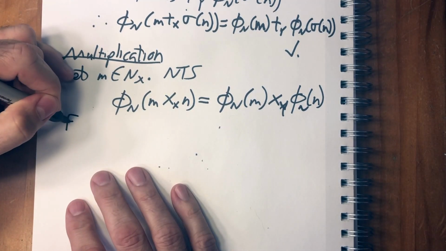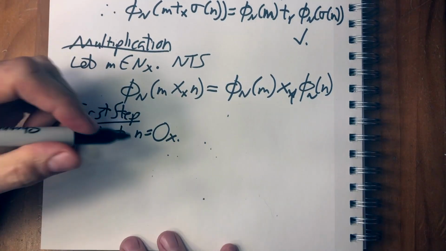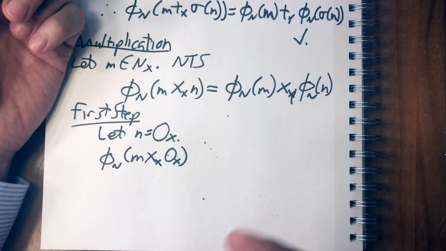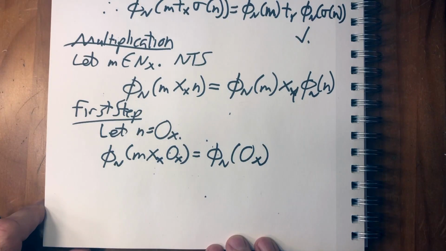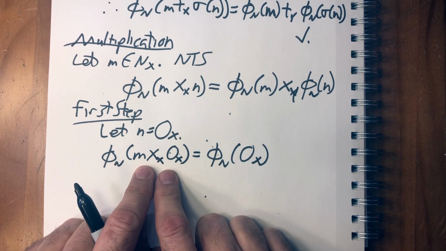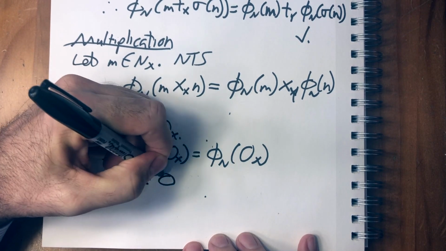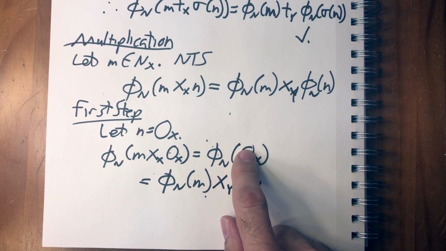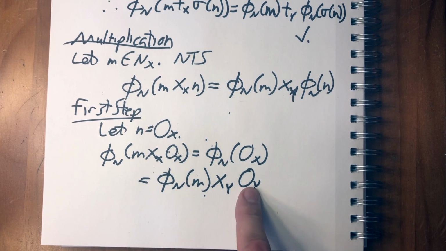So first step, let n equal 0 in x. So this is m times 0 in x, which we know from the axioms is 0. We're still in x, this is just the 0 property of multiplication in x. So now from here we can multiply this in y, right? So this is 0 in y. So anything times 0 in y is 0. So these two are equal.